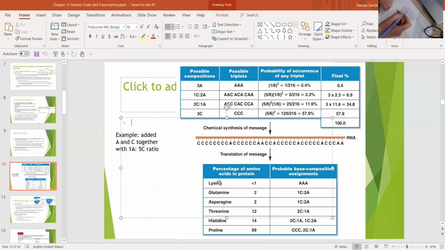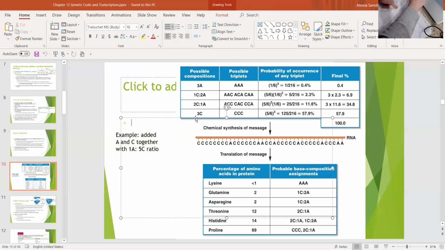Okay, so what's the probability of getting an AAA? It's the first one up there, right? We know that there's a 1 in 6 chance of an adenine. So the first one will be 1 in 6, the next one will be 1 in 6, the other one will be 1 in 6. You remember the product rule, you multiply all that together. So looking at the table right here, there's a 0.4% chance that you will get the AAA triplet.